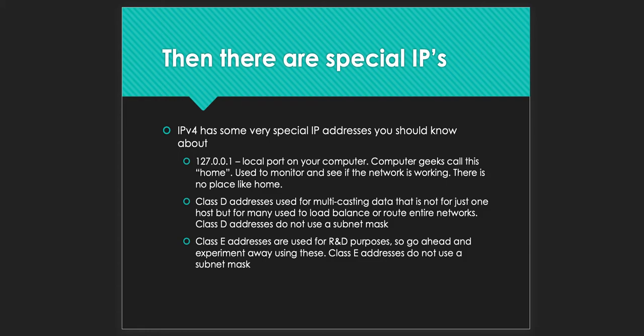So you can be Facebook.com with a Class D IP address. That will take the request from my phone looking at Facebook.com and route me to the nearest Facebook that can take that. And that's how that process works for multicasting data, right? Not just one host, but many hosts used to load balance an entire network.